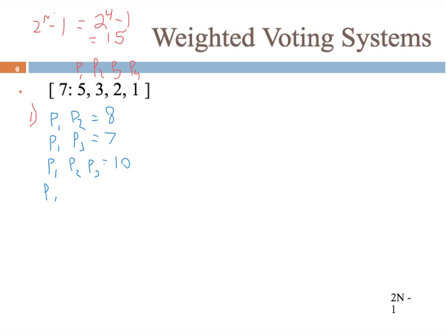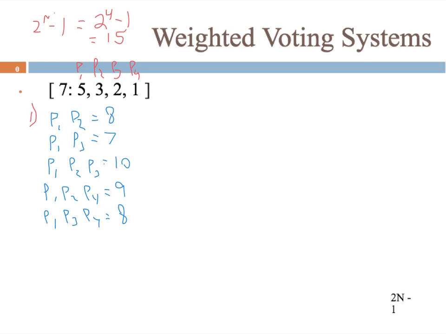Player 1, and these numbers I'm writing on the side, 8, 7, and 10, these aren't part of the problem. These are just to verify that they're a winning coalition, to show you that the total is 7 or more. We have player 1, player 2, player 4, and that's going to add up to 9. We also have player 1, player 3, and player 4, and that total should be 8.